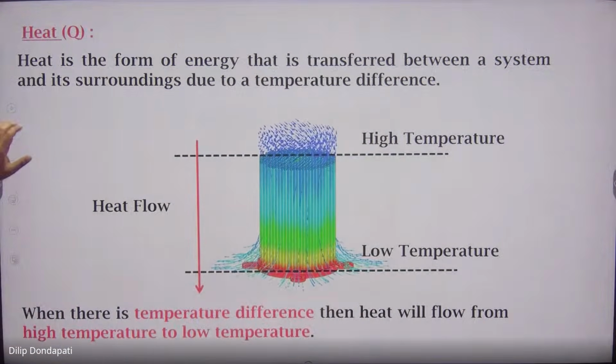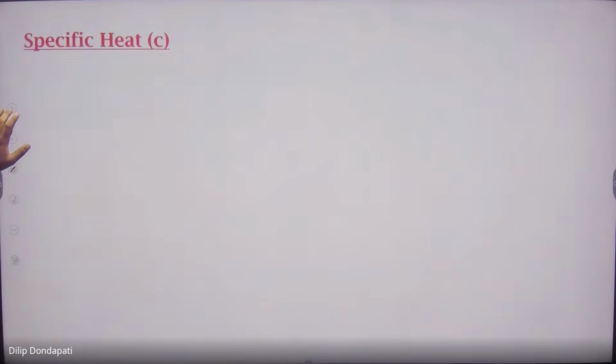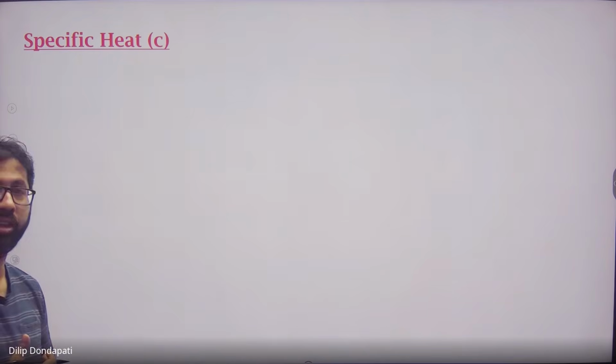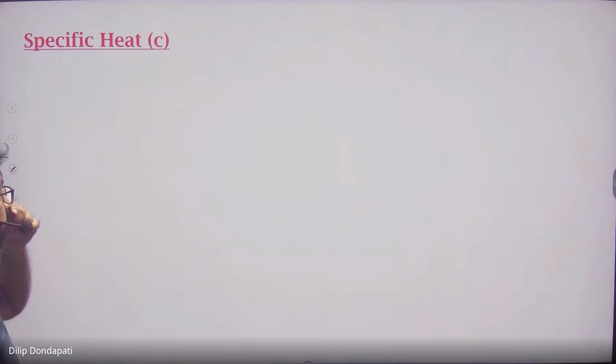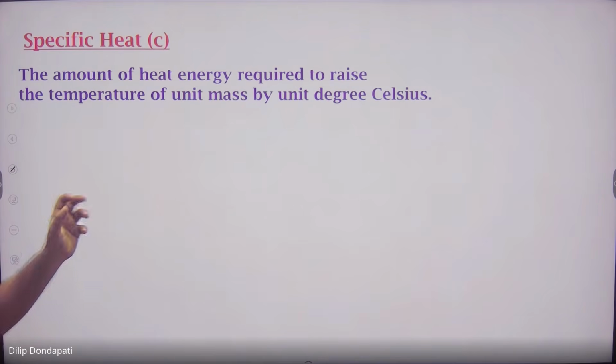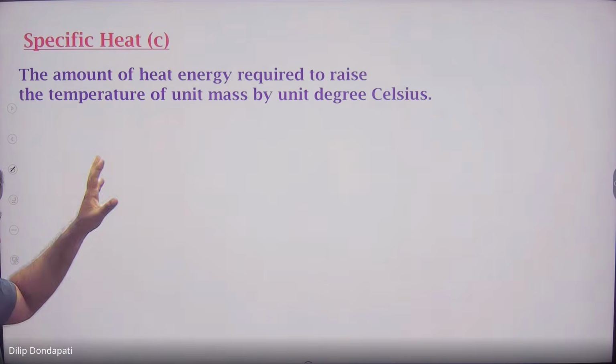Okay. Now look, we studied about specific heat capacity. Specific heat is represented as small c. We learned it in thermal properties of matter. The definition: the amount of heat required to raise the temperature of unit mass by 1 degree. How much heat must be given to increase it by 1 degree? That is specific heat capacity.